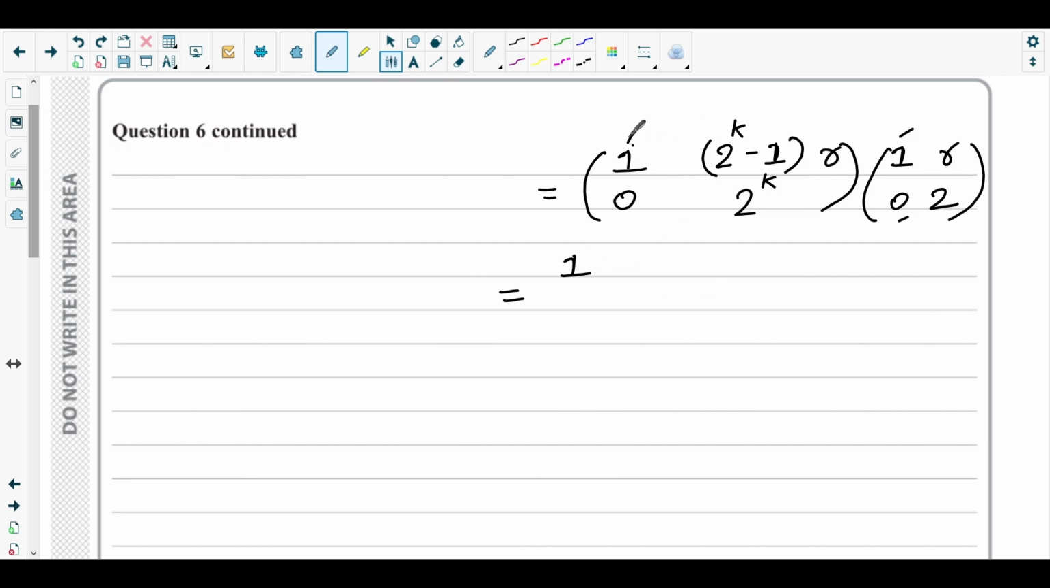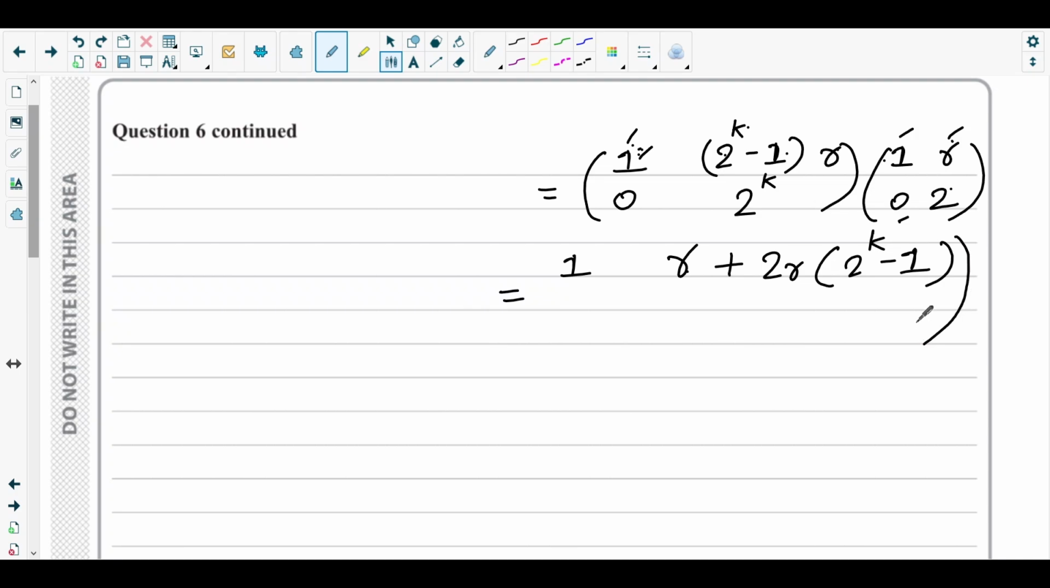Then 1 times 1. Okay, 2 to the power k minus 1 times r times 0. Next is 1 times r, that would give you r. 1 times r, this is r. 2 to the power k minus 1 times r times 2, that is plus 2r times 2 to the power k minus 1. That's it.